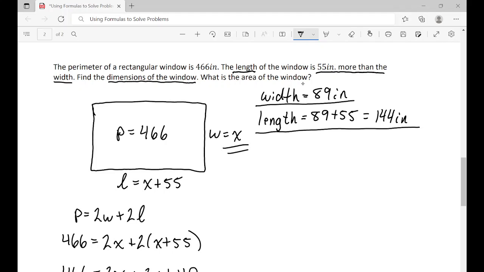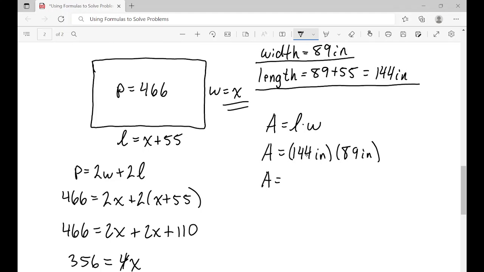Now, what is the area of the window? The area of a rectangle or a square is length times width, or base times height. Both the exact same thing. So my length is 144, and I'm going to put in inches this time. I will put in the unit of measure here for one reason, and we'll see in just a second. And my width is 89 inches.